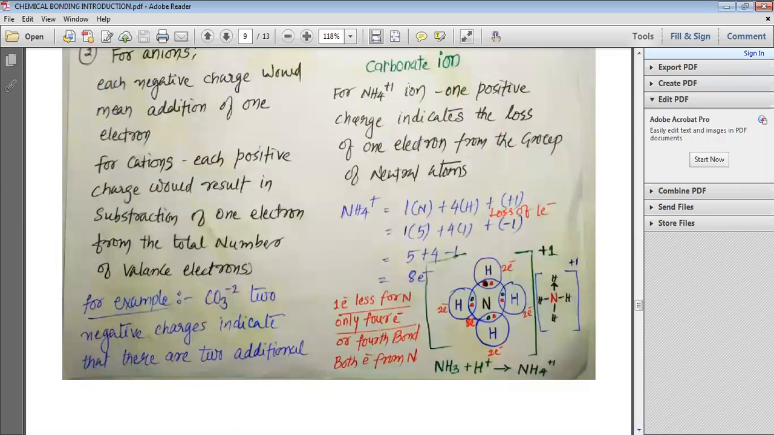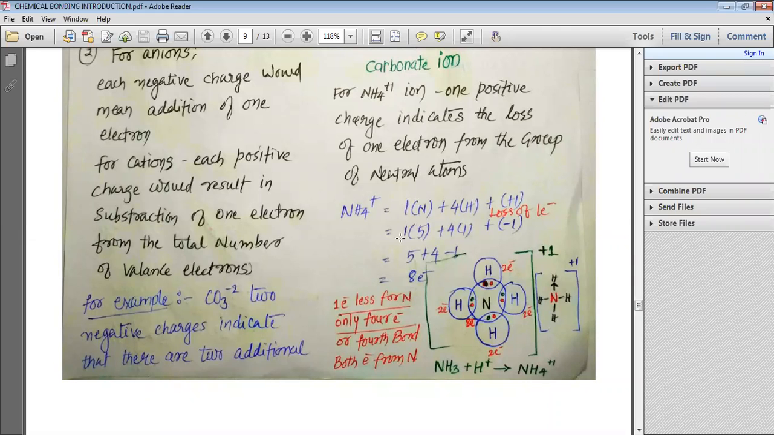Same way, for NH4 plus ion, one positive charge indicates the loss of one electron from the group of neutral atoms. So you can see NH4 plus, so it has one nitrogen, four hydrogen and one plus one charge. Plus one charge represents the loss of one electron.